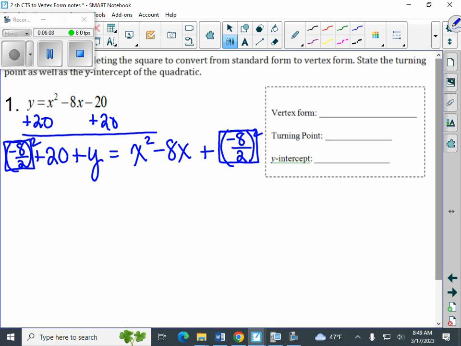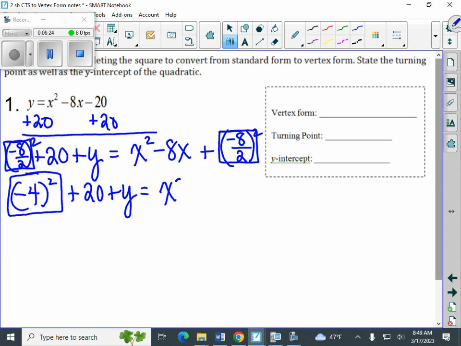And let's simplify that. Negative 8 divided by 2 is negative 4 squared. And then we have our plus 20 plus y. And over here we get x squared minus 8x plus negative 4 squared. Once we have it written in this format, we can factor.